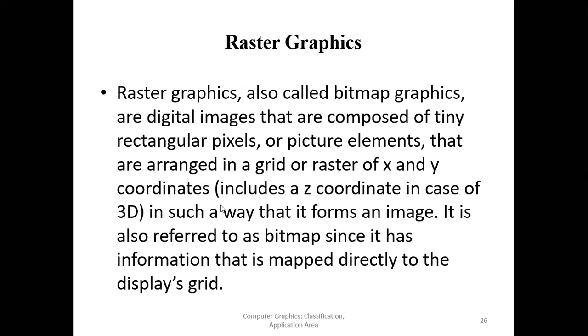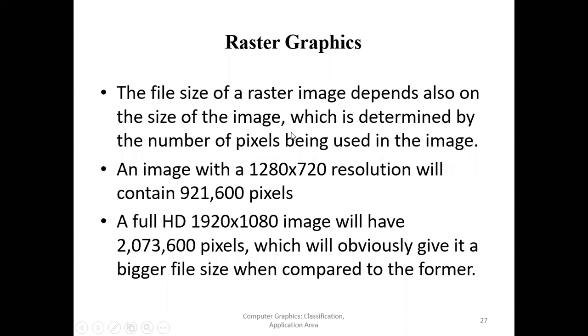If you think of graph paper, in a graph paper we have lines of X and Y, and in those lines we have small rectangular boxes. We can define those boxes as pixels. It is also referred to as a bitmap image since it has information that is mapped directly to the display grid. Now, let's see one example. The size of the raster image depends on the size of the image. So what does this mean?